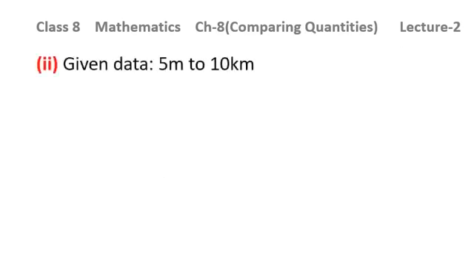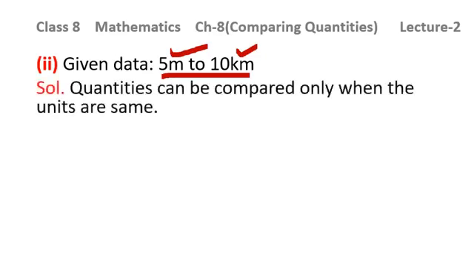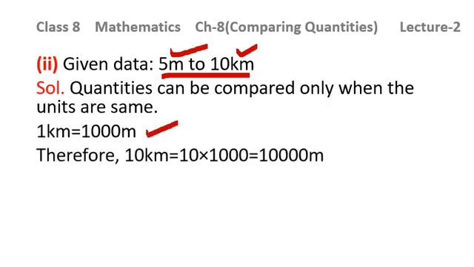Coming to the second part, given data is 5 meter to 10 kilometer. The point to note here is this is in meters and this is in kilometers. So the units of these two are not the same, and we can compare the quantities only when the units are the same. So we need to make their units the same first and then take their ratio. So 1 kilometer is equal to 1000 meters. Everyone knows this. Therefore 10 kilometer is equal to 10 into 1000, that will be 10,000 meters. We have converted into meters, or you can convert 5 meter to kilometer also, that is up to you.